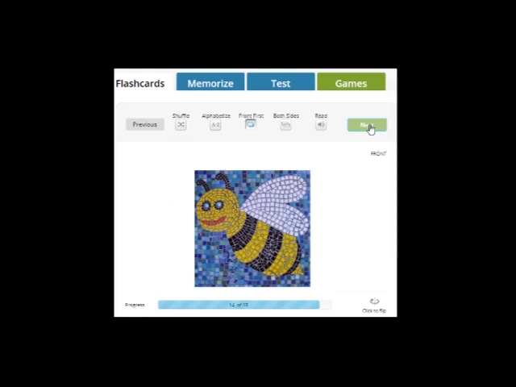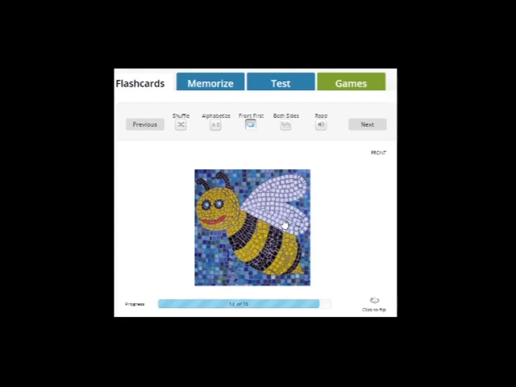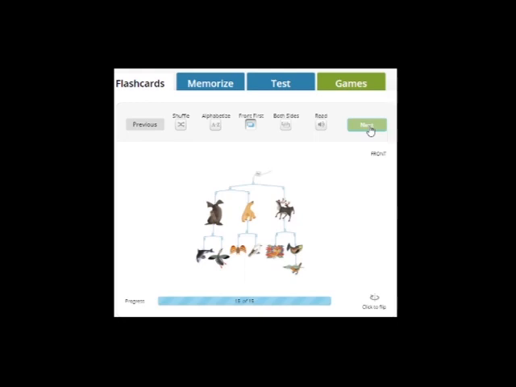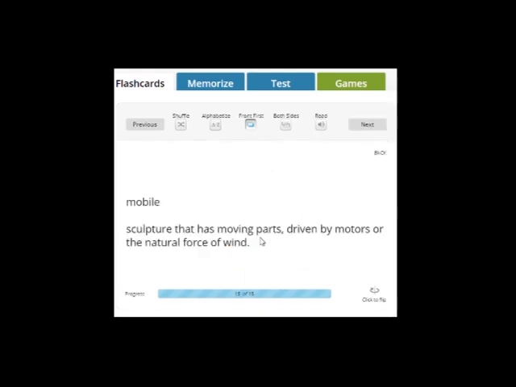Oh, the picture of the beast, but it's not a picture. What is it? It's a mosaic, a pattern or picture made using many small pieces of colored stone or glass. The last one we have, sculpture that has moving parts driven by motors or the natural force of wind.